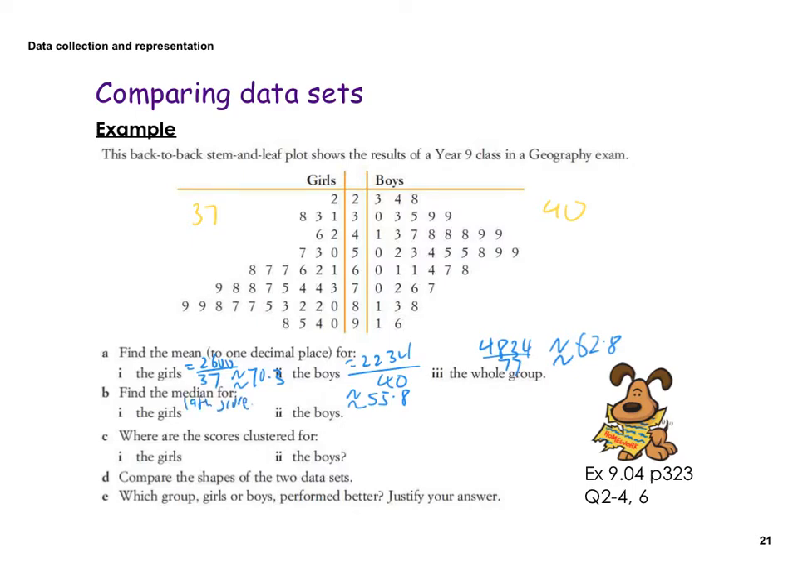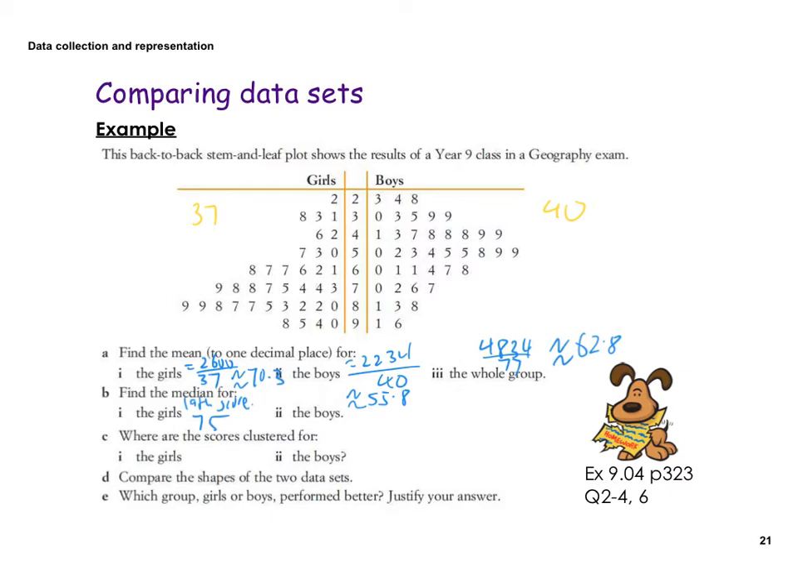So now count up 19 scores from the start, or count backwards from the end. I'm going to count from the start. So 1, 2, 3, 4, 5, 6, 7, 8, 9, 10, 11, 12, 13, 14, 15, 16, 17, 18, 19. It's a 5 here, and there's a 7, so 75 is my median for the girls.